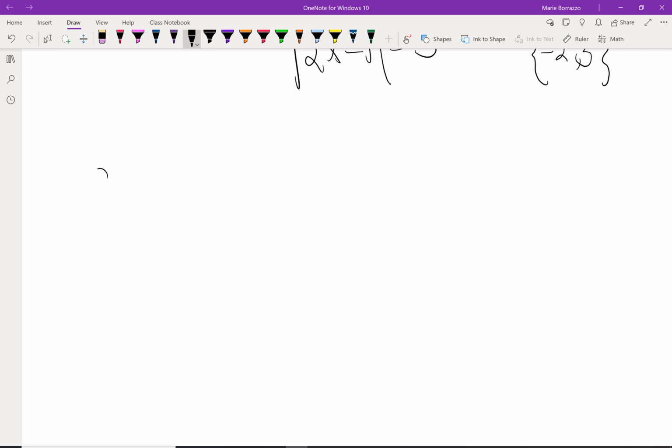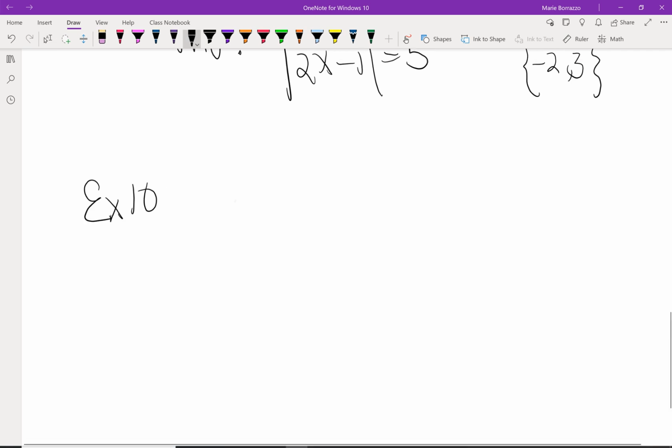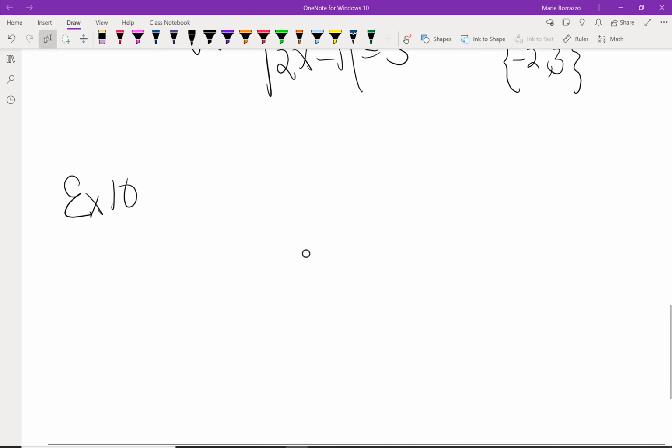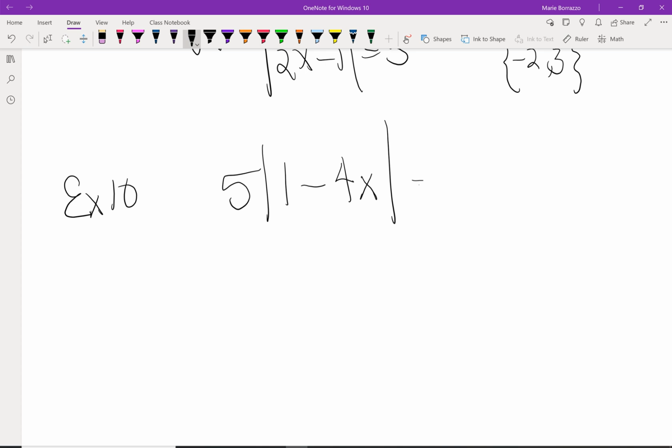All right, example 10. Example 10 is more of the same of what we just did. And I always want to remind you that we are evil math people. We like absolute values to be isolated, so we are going to isolate that absolute value first. If you notice, you've got a lot of stuff attached to it right now, right? So the first thing we're going to do is add this 15 to both sides. That's going to be your step 1.